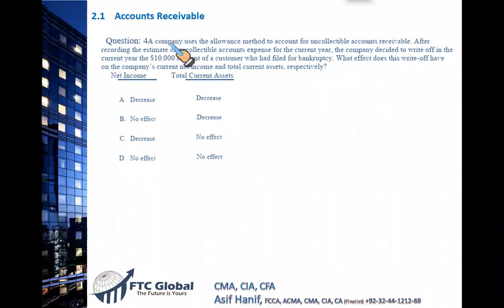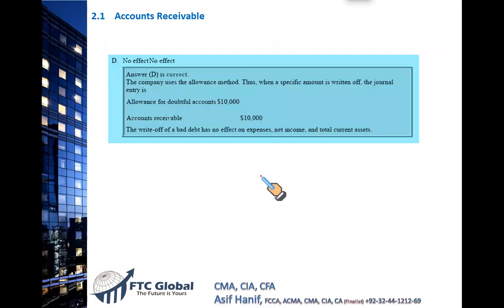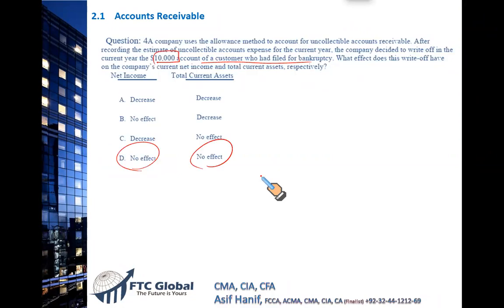A company uses the allowance method to account for uncollectibles, what we have so far learned. After recording the estimate of uncollectible account expense for the current year, the company decided to write off $10,000 from a customer who has filed for bankruptcy. He won't pay. What effect does this write-off have on the company's current net income? No effect. And what effect does it have on the total current assets? No effect. This is the answer. But how come? Let me tell you how come.